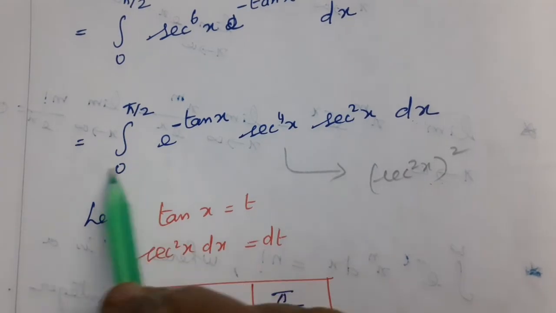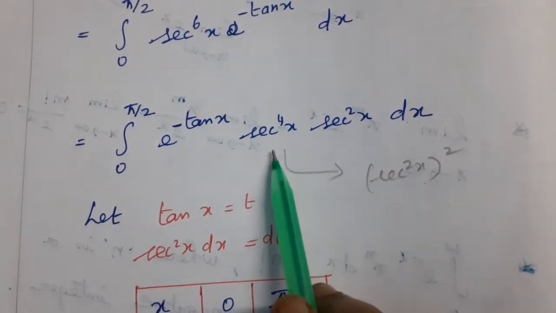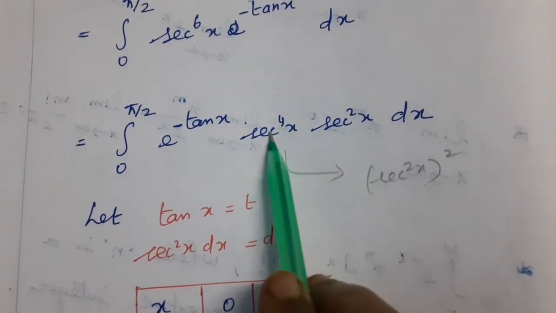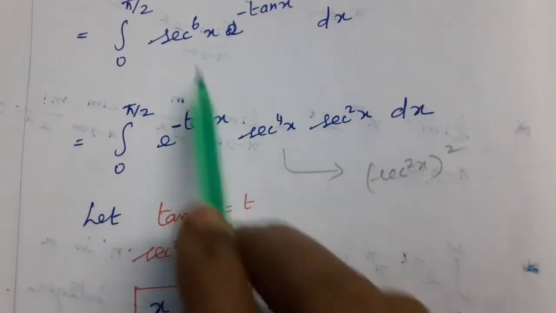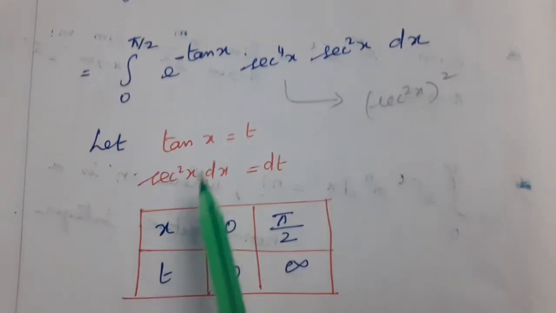Now, the integral from 0 to pi by 2 of e power minus tan x, secant power 6x, is rewritten as what? Secant power 4x into secant square x, because 4 plus 2 means we add the powers. So secant power 6x is rewritten as secant power 4x into secant square x dx.